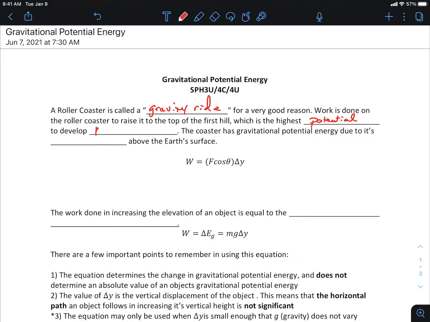And that's the whole principle of what we call a roller coaster or a gravity ride, right? So we're going to develop kinetic energy. Okay. And then the roller coaster is going to have potential energy because of its elevation above the Earth's surface, right?